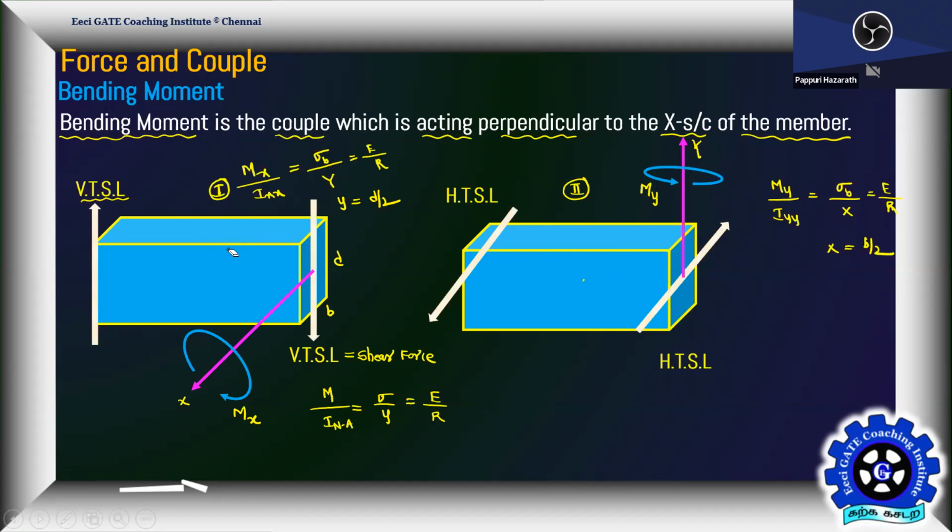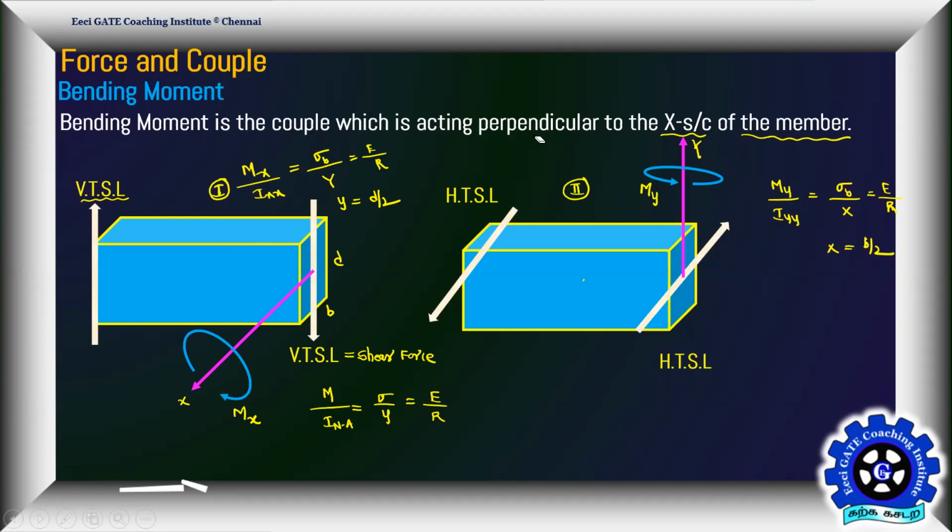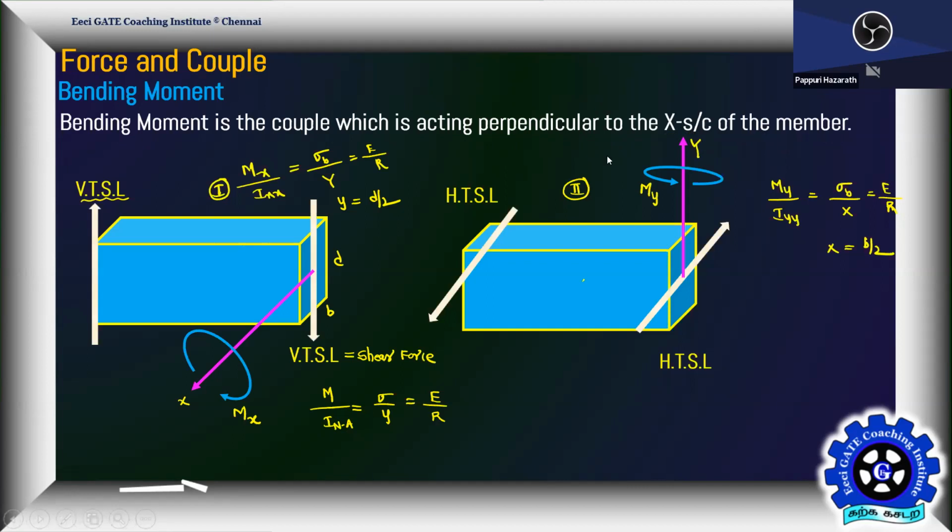For the time being, we need to discuss what is the difference between bending moment and twisting moment. What are the different loads required to create a bending moment in the bar? Understood now? So whenever you face an interview question based on bending moment, are you able to answer? First they will ask what is meant by bending moment. Bending moment is a couple which is acting perpendicular to the cross section of the member.